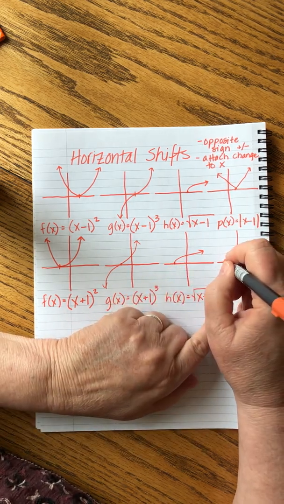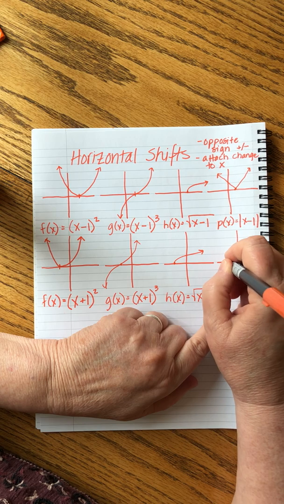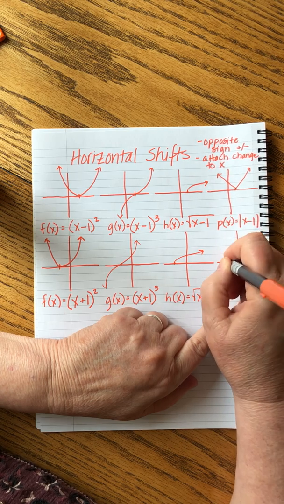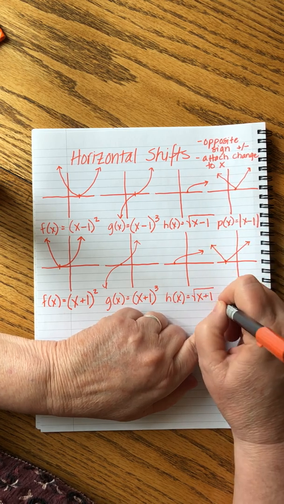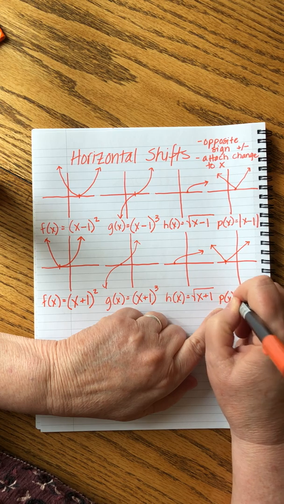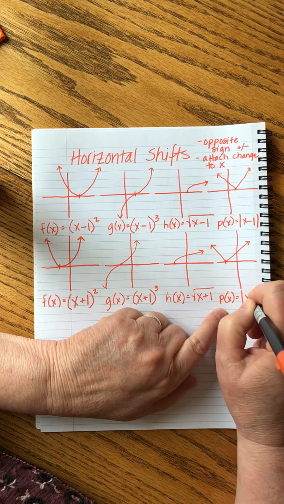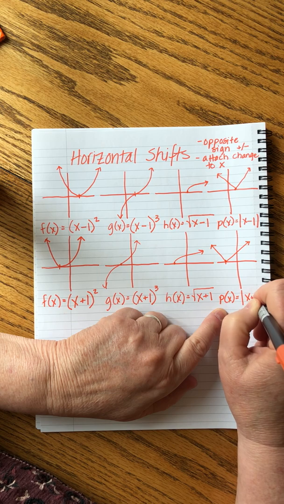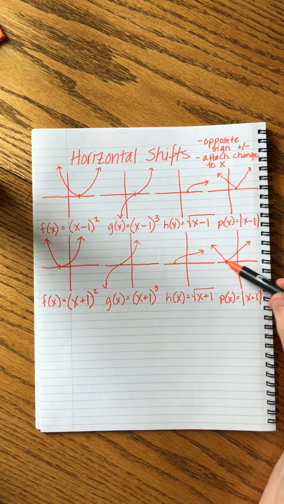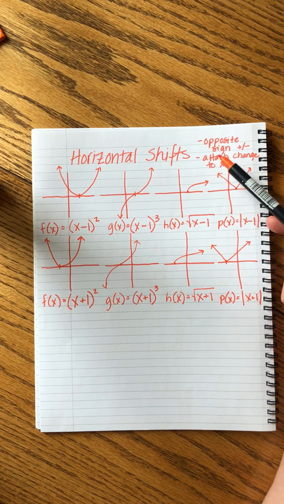And here we go. This is the p of x. Absolute value of x plus 1. You'd think it would be minus 1. That's logical, but horizontal shifts are backwards.